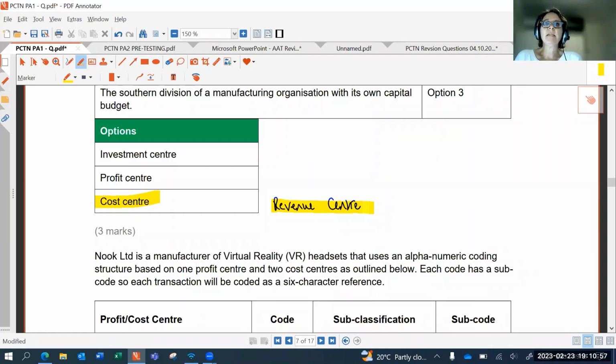And a profit centre might be, let's say, a First Intuition location. So First Intuition Leeds, First Intuition Cambridge. They could be a profit centre where the manager is assessed on the amount of profit that is made.